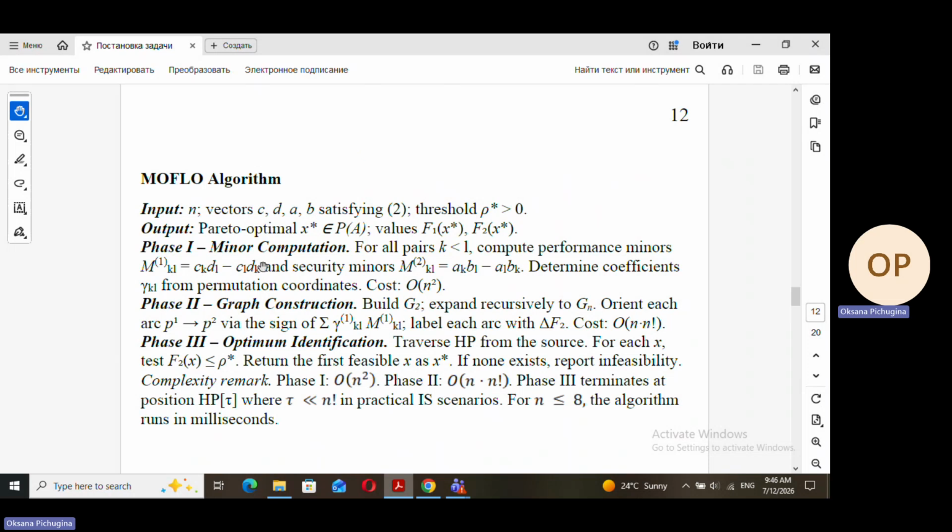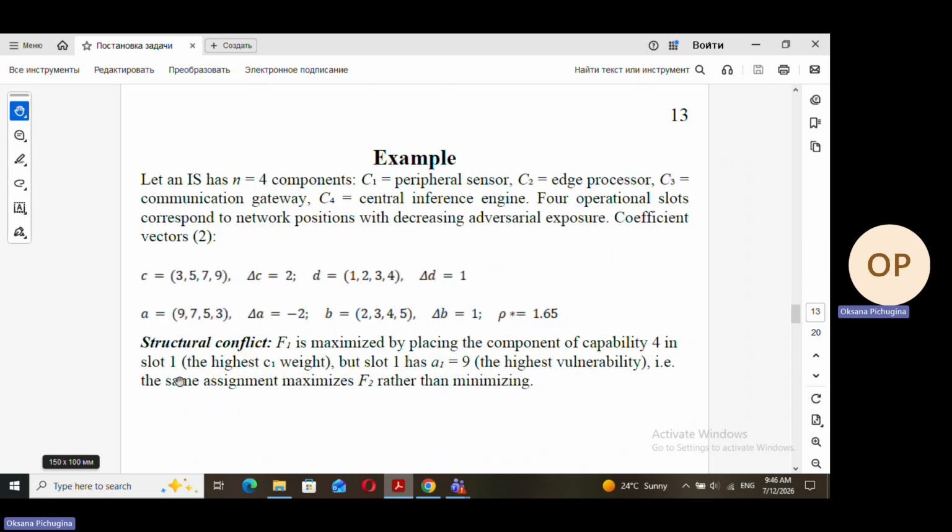MoFlow algorithm. First, the performance and security minors are computed. Next, the graph and ordered HP are constructed. Finally, we check F2 along the path. Since the path is ordered by decreasing F1, the first feasible vertex is a Pareto optimal solution of the allocation problem corresponding to the selected threshold.